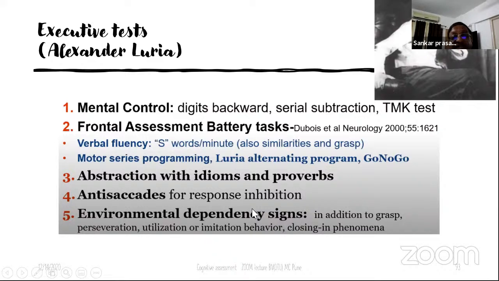See, the antisaccades is a very interesting test. You have to look at a dot, and some distraction will be happening on one side of the dot, that is on the right or left. You are supposed to look at the other side, and you should not get distracted. So antisaccades, and you have to prevent that saccadic movement.